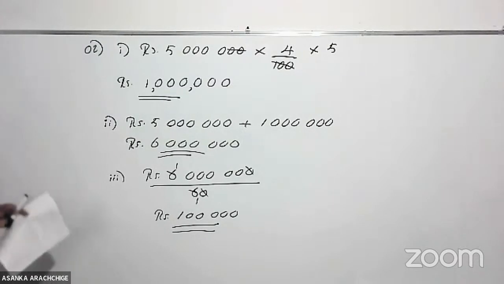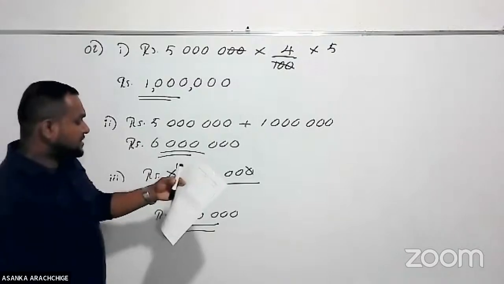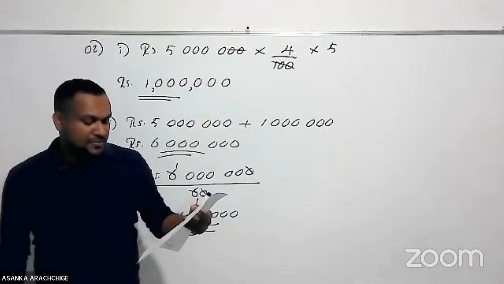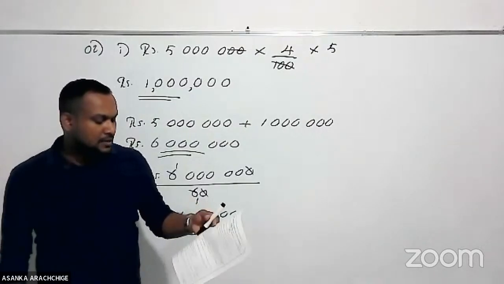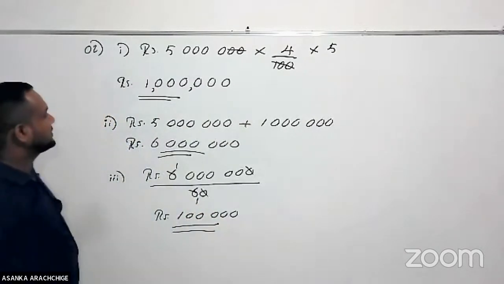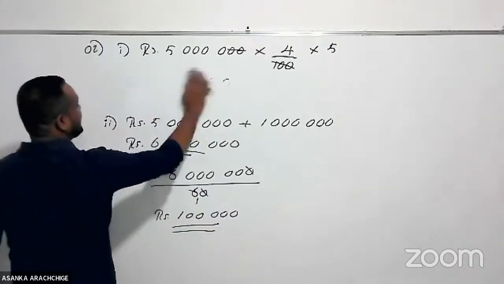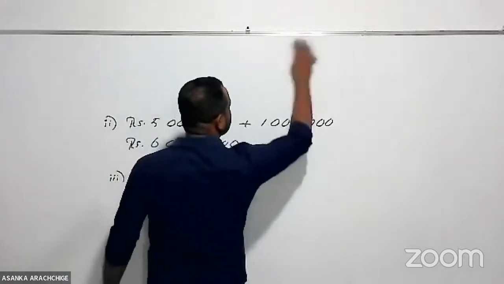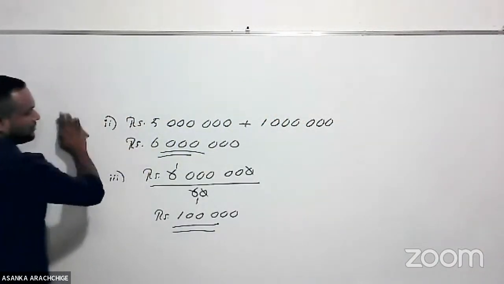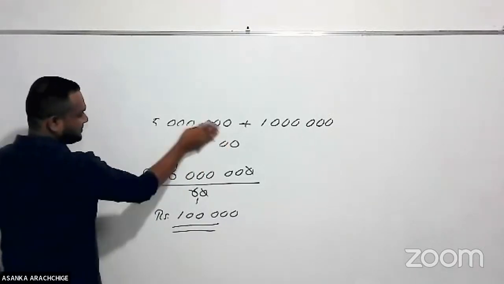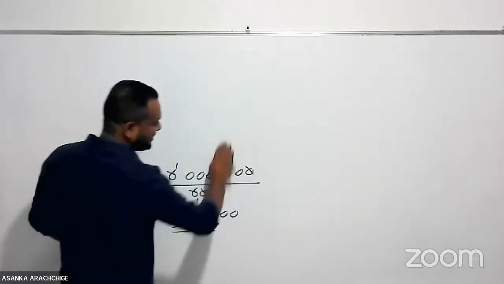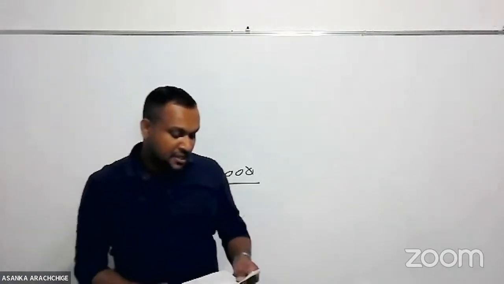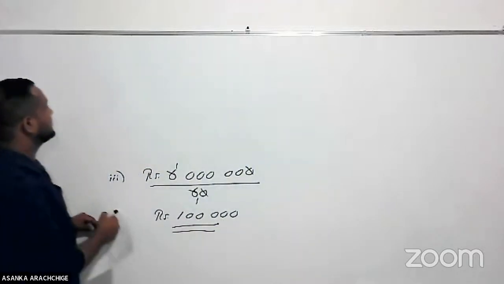Then, if Mr. Ranil has to pay both customs duty and VAT for the vehicle, find the total amount he has to pay. The imported value of the vehicle is 5 million rupees. How much is the customs duty percentage? 25%.